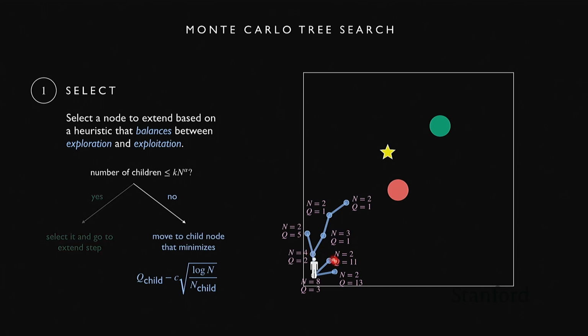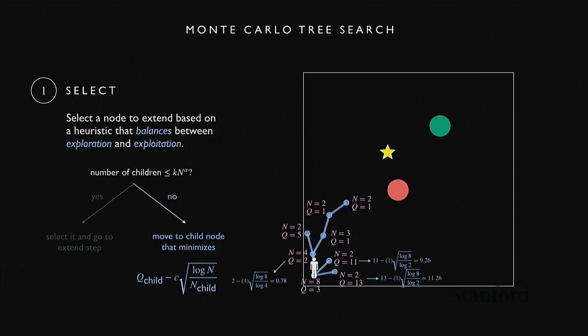And so now we need to look at each child node, and we're going to compute this value for each child node to decide which one we want to move to next. So, for example, for this child node, we'll just plug in our q child and our n's, and we get 9.26. For this one, we get 0.78. And for this one, we get 11.26. And so we're going to move to the one with the lowest.